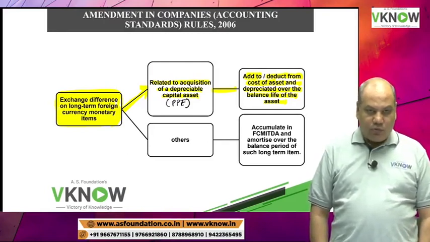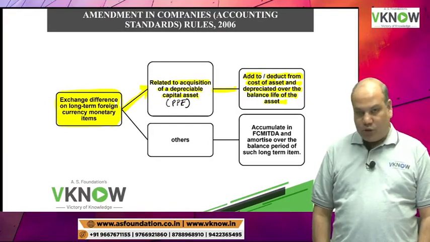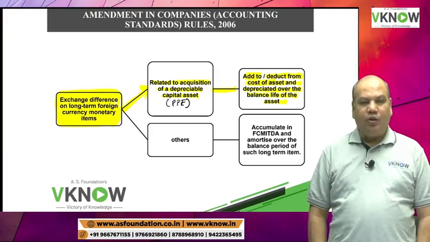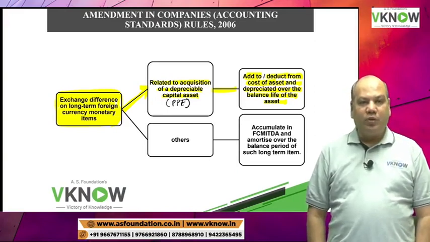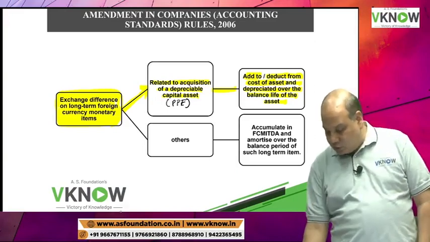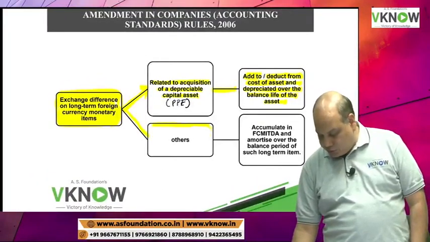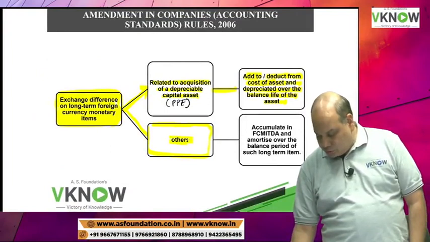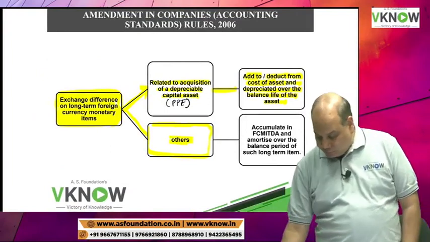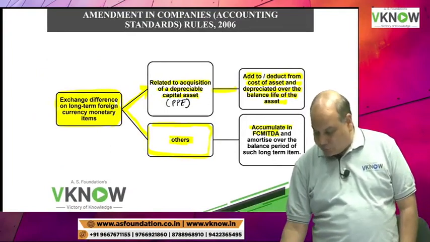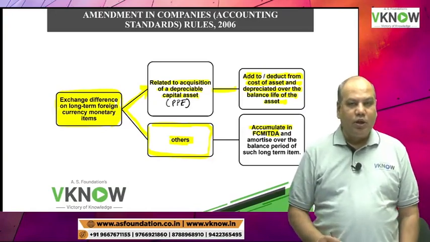That was the first situation. FCMI relates to a depreciable capital asset. But suppose the loan is taken for general business purpose, or for any other purpose, then it is accumulated in FCMI TDA.